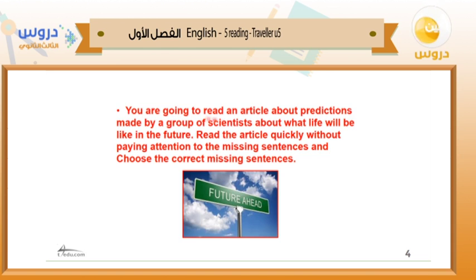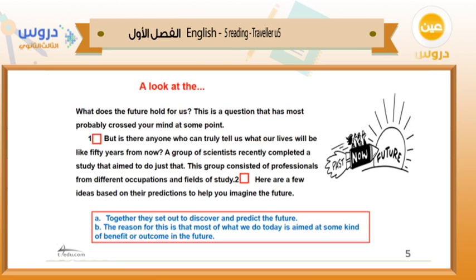You are going to read an article about predictions made by a group of scientists about what life will be like in the future. Read the article quickly without paying attention to the missing sentences and choose the correct missing sentences. We are going to read a passage and there are some missing sentences. Don't pay attention to that. Choose the correct missing sentences from the options that will be shown in the next slide.